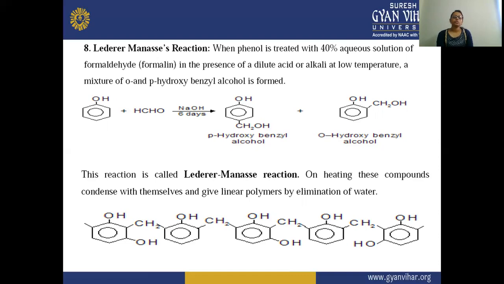So this reaction, which is known as the Lederer-Manasse reaction, in which phenol is treated with the formalin solution in the presence of your base, that is sodium hydroxide, and there is a formation of two products, that is para-hydroxybenzyl alcohol, and secondly ortho-hydroxybenzyl alcohol. And when we are heating it, when we are condensing it, then there is a removal of a water molecule, and there is a formation of your linear polymer molecule.